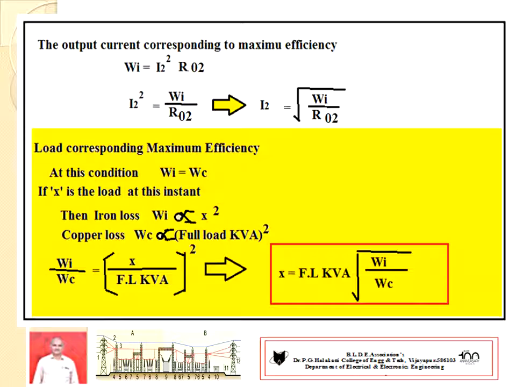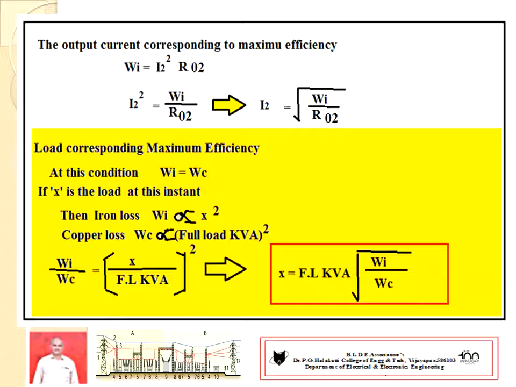So, IL is the load current and I2 is the secondary current. These both currents are equal, because when you are loading on the secondary side, the secondary current is I2. Hence, loading is on secondary. Therefore, what is the I2 value?